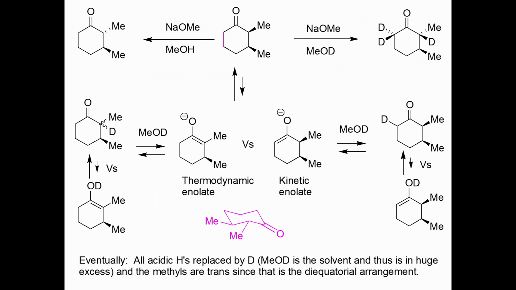Let's look at an important base catalyzed reaction, and this is called isomerization. If we start with this compound, cis-2,3-dimethylcyclohexanone, and treat it with base, what we're going to find is that we isomerize from cis to trans. Cis goes to trans.